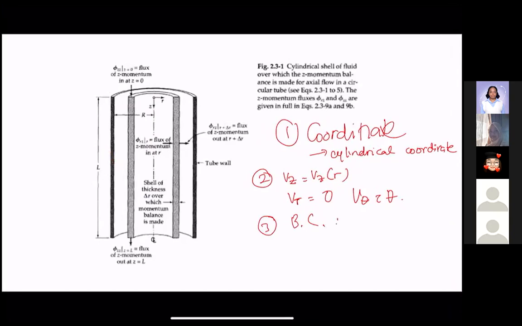Okay, so the boundary condition: we know that Vz at r equal to 0 would be maximum, or tau rz at r equal to 0 would be equal to 0. And then the second boundary condition, that we know that phi z at r equal to the wall would be equal to 0.